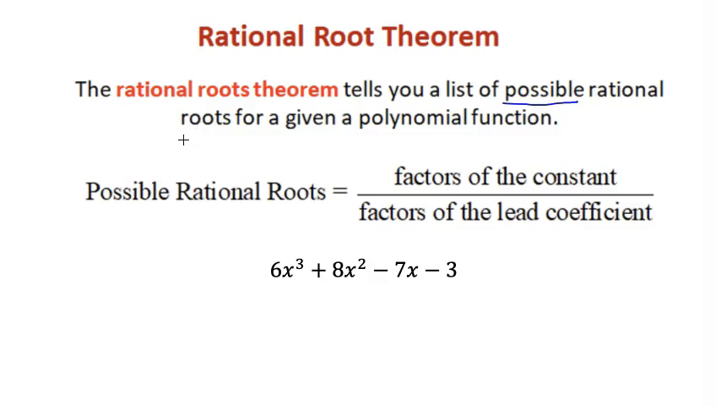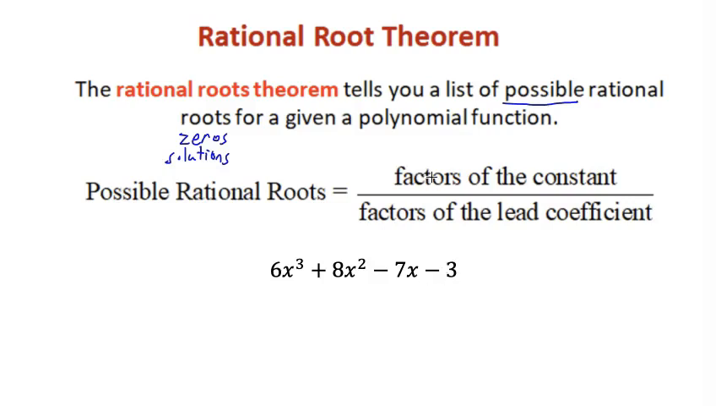Now remember, roots are also called zeros, which are closely related to solutions. And by a rational root, we mean a root that's not a square root or something like that. Okay, so here's how the rational root theorem works. The possible rational roots equal the factors of the constant. Now by the constant, we're referring to the plain number at the end of the polynomial. In this case, the constant would be -3.